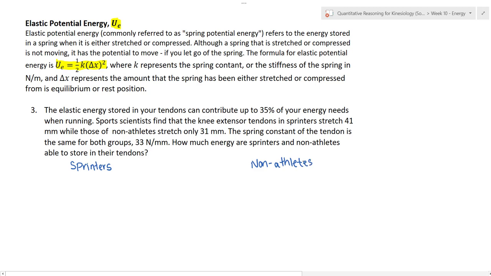So for a sprinter, we know that they can stretch their knee extensor tendons 41 millimeters. So that's how much it's being stretched by compared to the regular equilibrium or rest position of their tendon. We're treating their tendons like they're springs. So the delta x for the sprinter is 41 millimeters. And it says for a non-athlete, the delta x, the amount that they can stretch their tendons, or the spring that we are modeling this with, the delta x is only 31 millimeters. The spring constant, which is k, is the same for both groups. It's 33 newtons per millimeter.